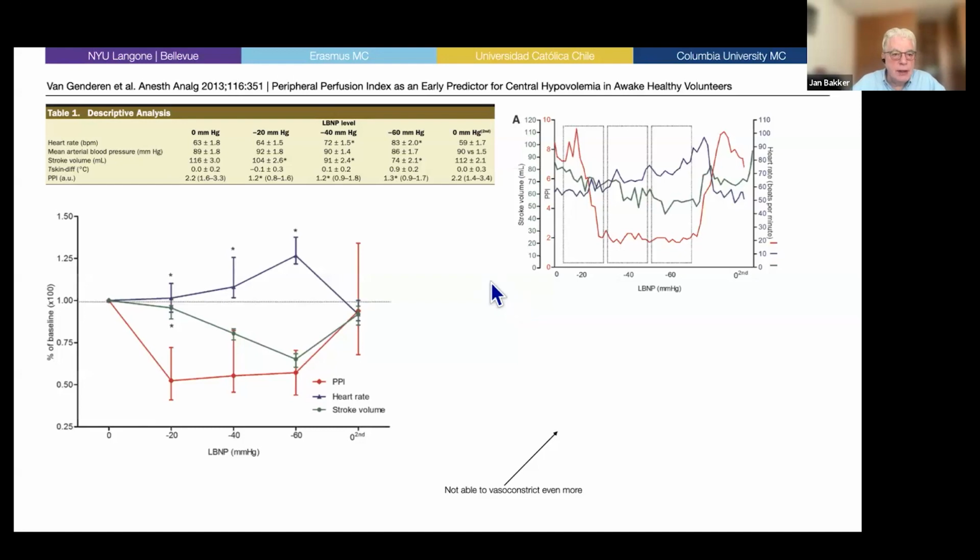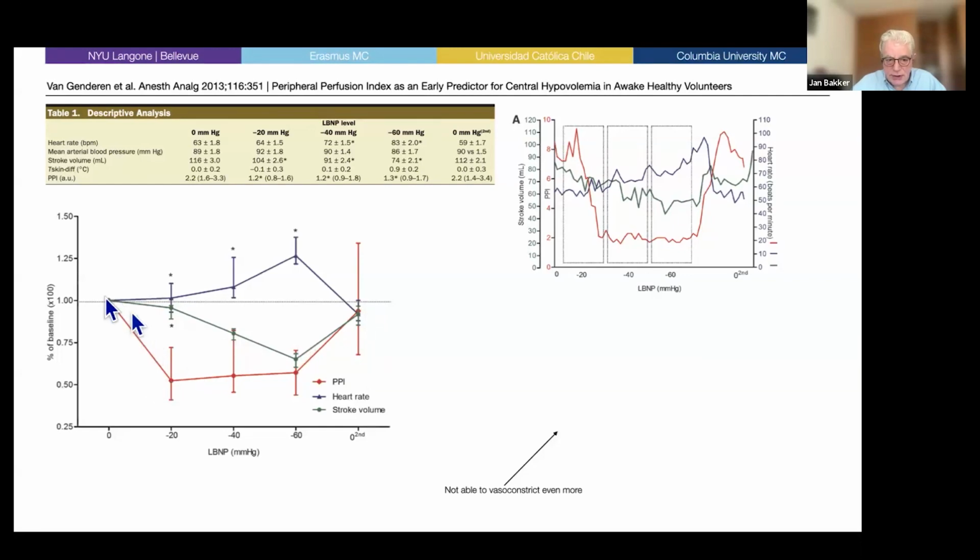And if you do the same and you measure heart rate, mean arterial pressure, and stroke volume, and so basically give more hemodynamics to the model, you can see that, yeah, it's indeed some kind of hypovolemic shock, because you have all the characteristics of hypovolemia, an increase in heart rate, a decrease in stroke volume, and when you turn the negative pressure off, everything returns to normal.